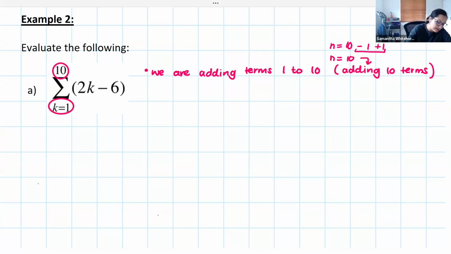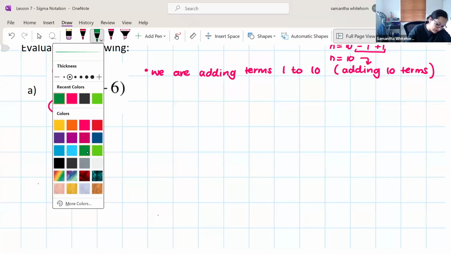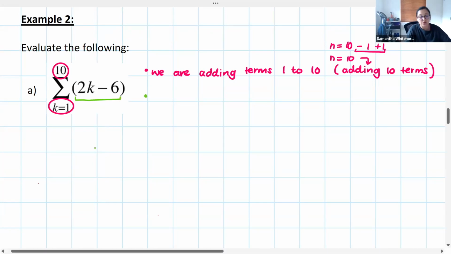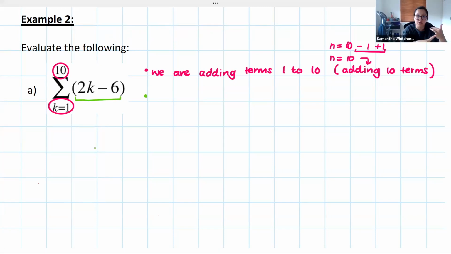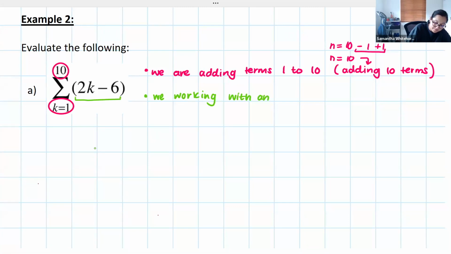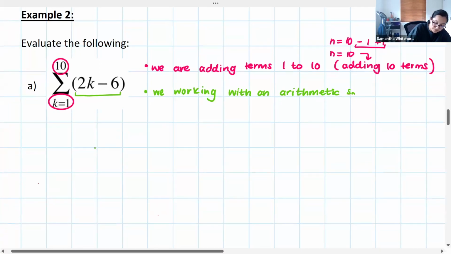We're adding 10 terms. The second bit of information we've been given is through our general formula here. So guys, what you should notice is that this general formula is linear. There's no exponent, so it's not like k squared, which means it's not quadratic. We don't actually work with quadratic series. It's not geometric because there's no exponent. It is just a linear expression. So we are working with an arithmetic series. Like I said to you earlier, this is really important to know.